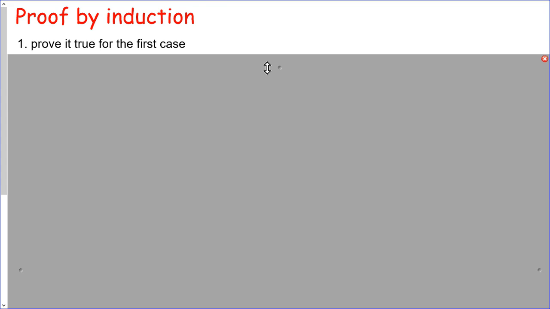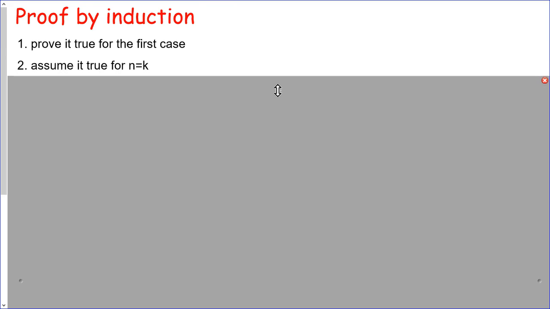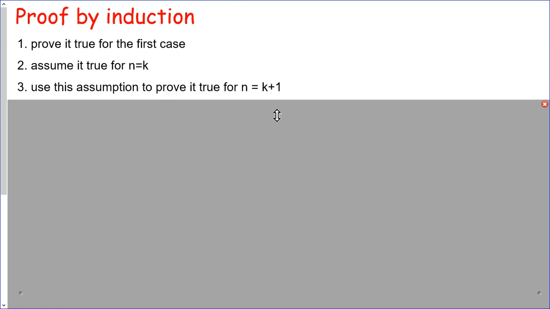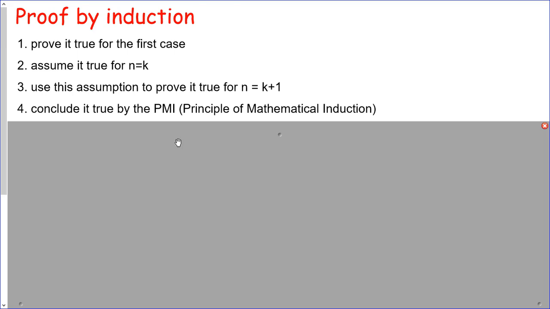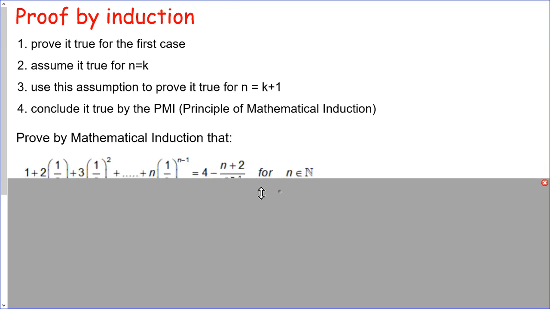First thing we do is we prove it true for the first case. Normally n equals 1, but it might be n equals 3 or 2 or whatever is specified in the question. The next thing we do is we assume it's true for n equals k, and we use that assumption to prove it true for the next value, in other words, k plus 1. Then we conclude that the result is true from the first case onwards by PMI, the principle of mathematical induction.